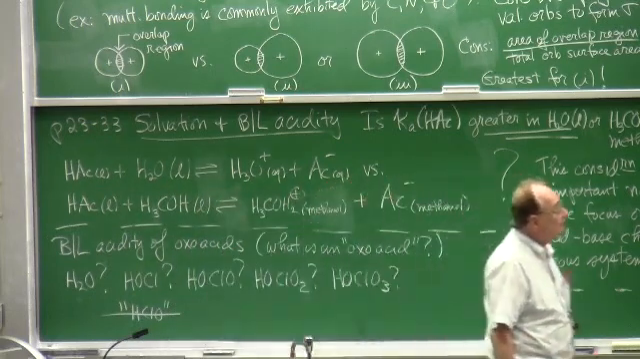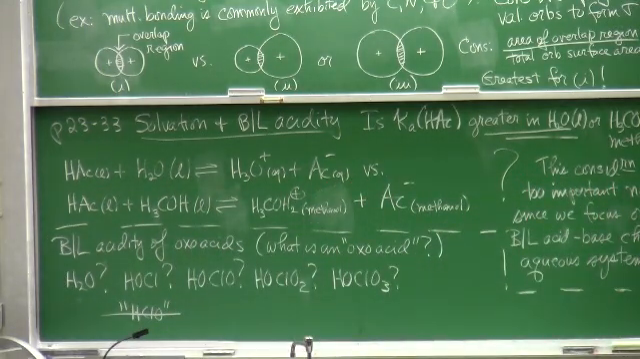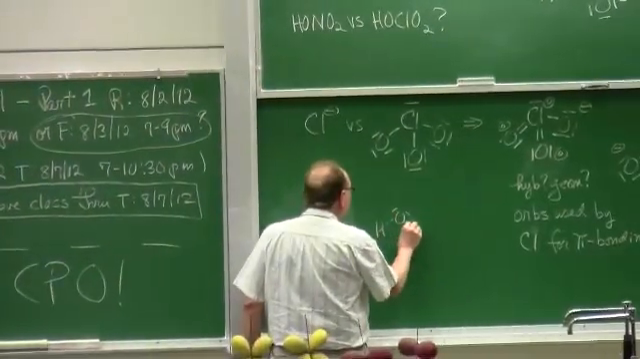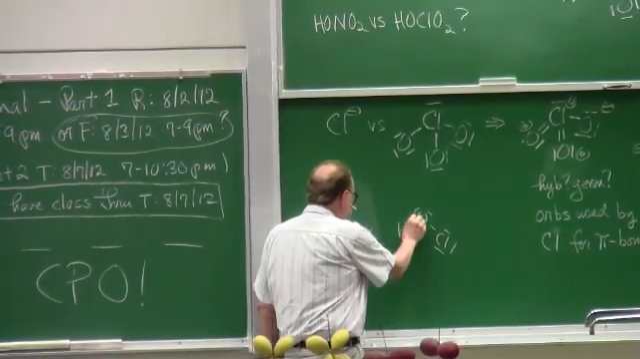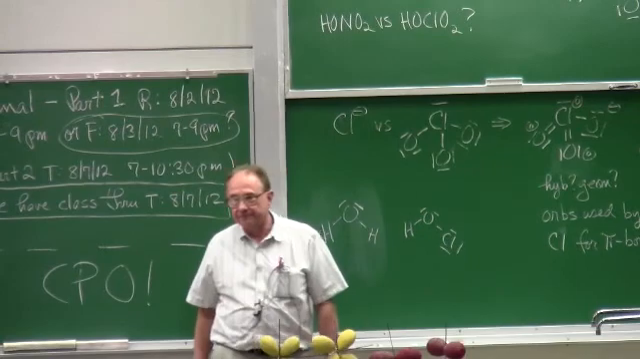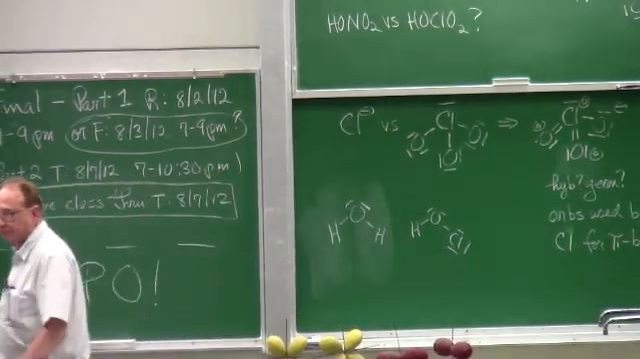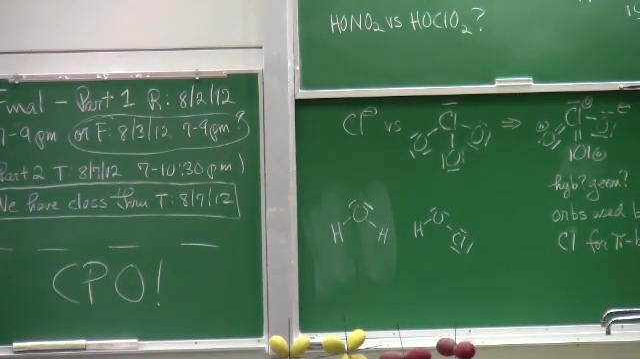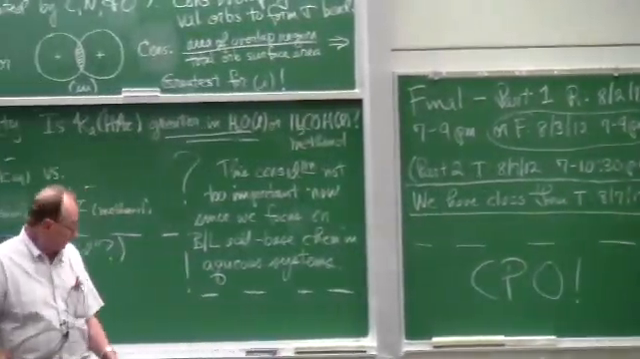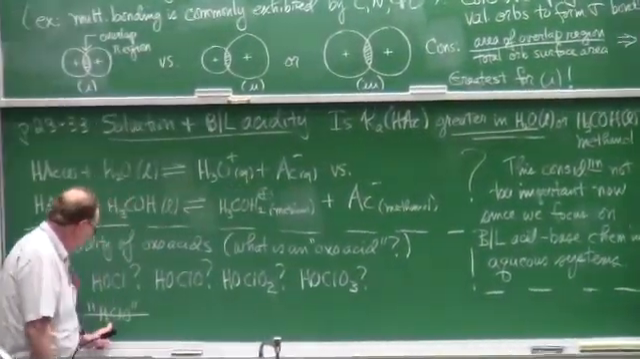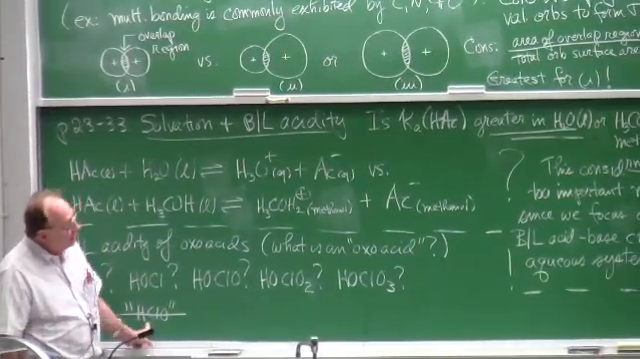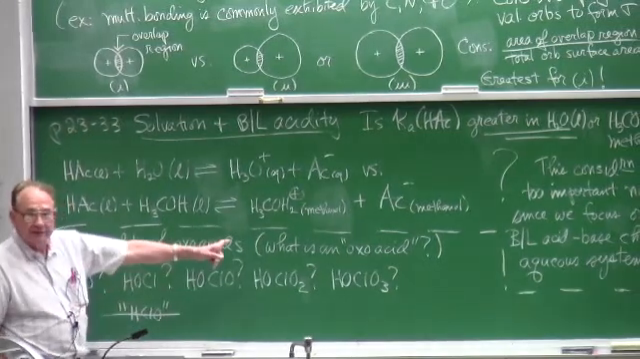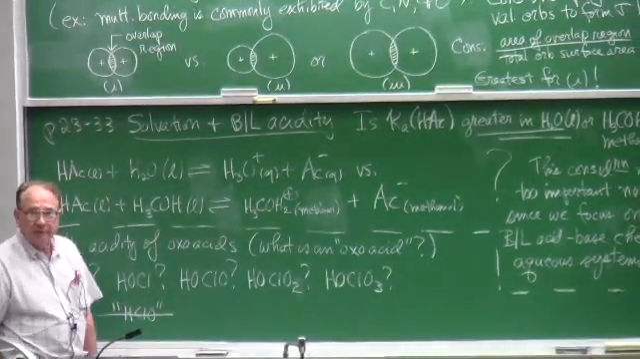Because hypochlorous acid has this structure. The hydrogen atom is oxygen bound, not chlorine bound, which is implied by this textbook formula. So would you classify hypochlorous acid as an oxoacid? No. It hasn't got a peripheral oxygen atom.